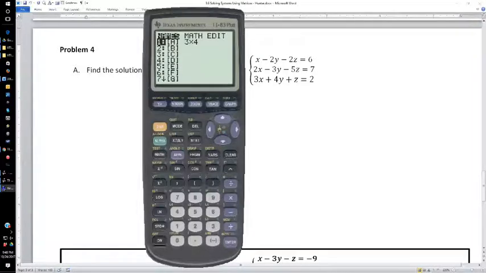Matrix. There are many matrices here. Pick the one you edited. I edited A, so I'm going to choose A. And I hit enter. And that is what I get.